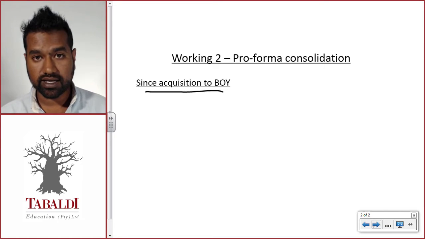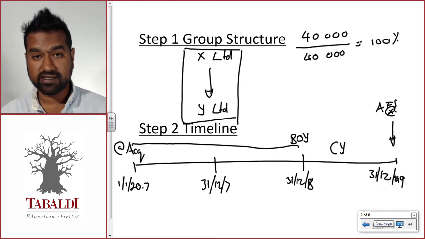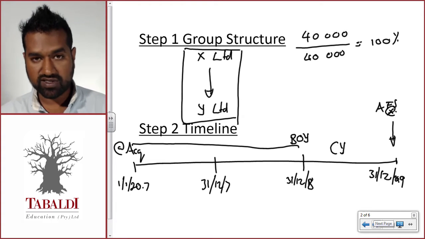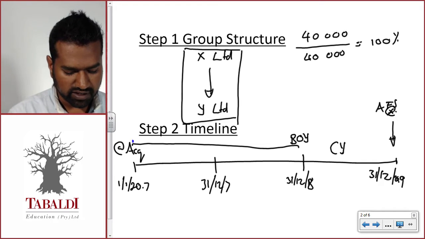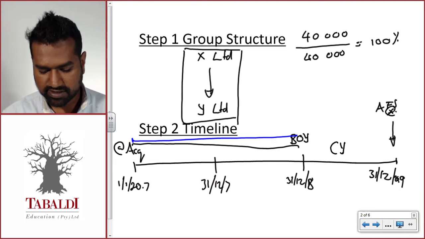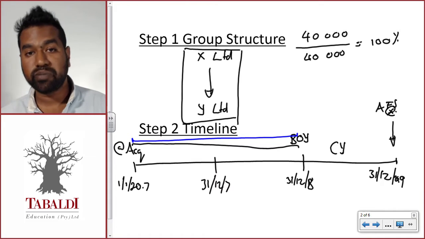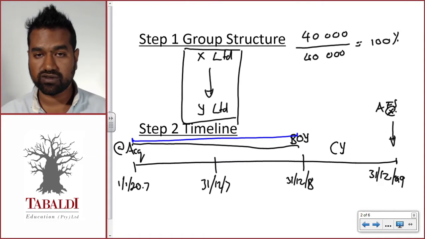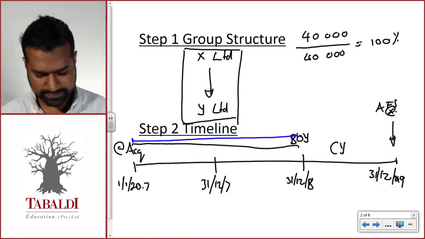Now, if you remember earlier, in step 2, we drew a timeline to help us, and this is where it comes in handy. The since acquisition to beginning of period represents everything from the date of acquisition up until the start of our current year. What we're interested in here is the profits and the movement in reserves that we now need to allocate to our non-controlling interest. So, how do we go about this?